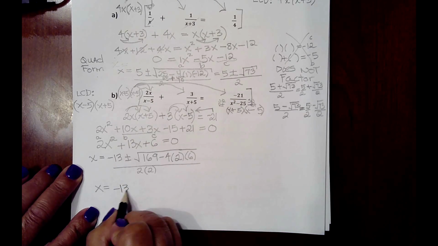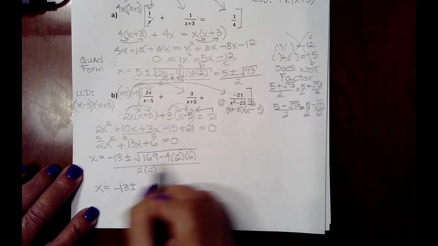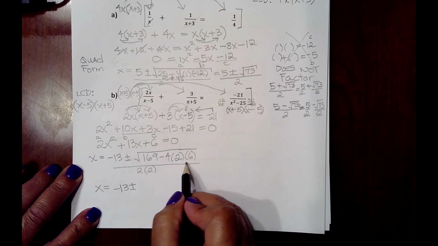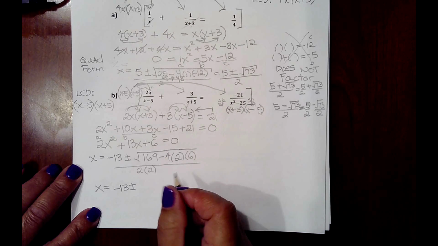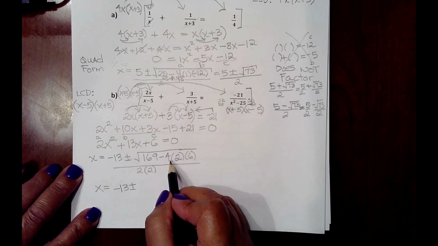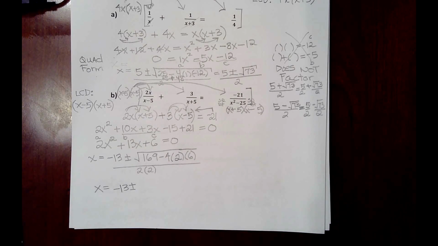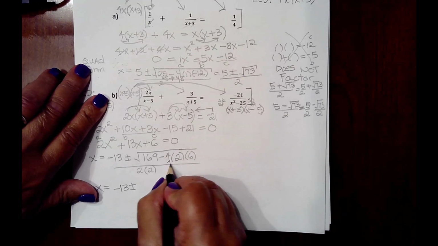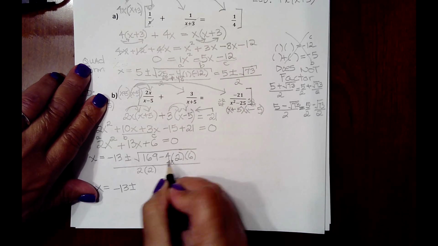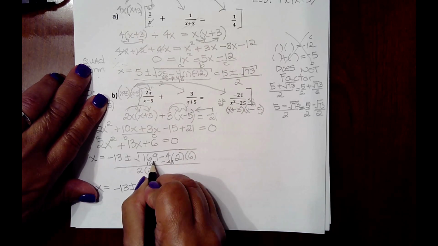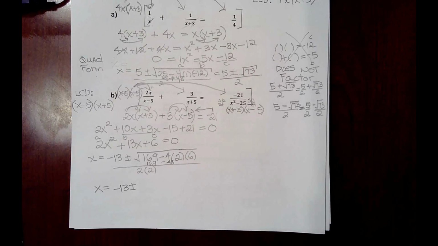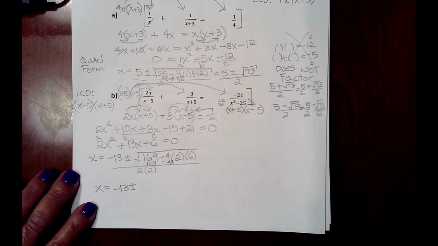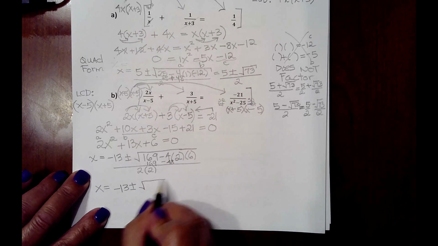So it's negative 13 plus or minus, and we'll whittle this down a little bit. Let's see what this back number is that we're subtracting from 169. So this would be 4 times 2 is 8. 8 times 6 is 48. So we're going to be subtracting 48 from the front number. Okay, so 169 minus 48. And I get 121.